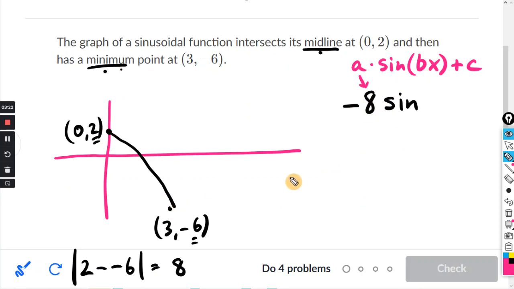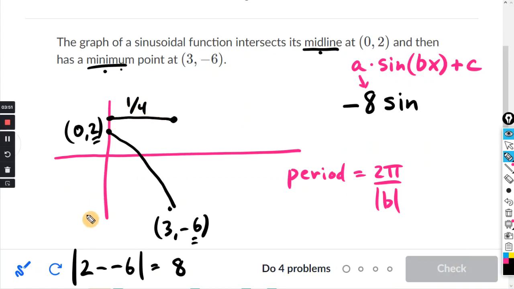And for the period, we know that equals 2 pi over the absolute value of b. We can see from here, we're going from midline to minimum, so that's only going to be a fourth of the period. So that horizontal distance from here to here is only going to be 1/4 of the period. It runs from 0 to 3. So 1/4 of the period is 3. So the period is just going to be 3 times 4.